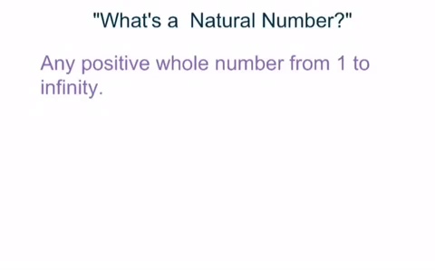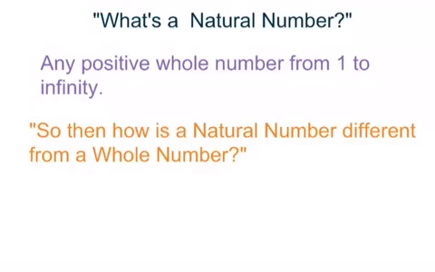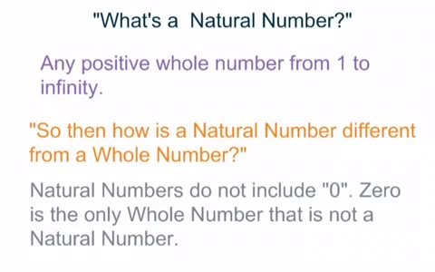But then when I say that, this question comes up. So then how's a natural number different from a whole number? Thoughts? Well, natural numbers do not include 0. 0 is the only whole number that is not a natural number. So a very small difference between natural numbers and whole numbers there, but if 0 is included, then you're looking at whole numbers. Natural numbers only include from 1 through infinity.